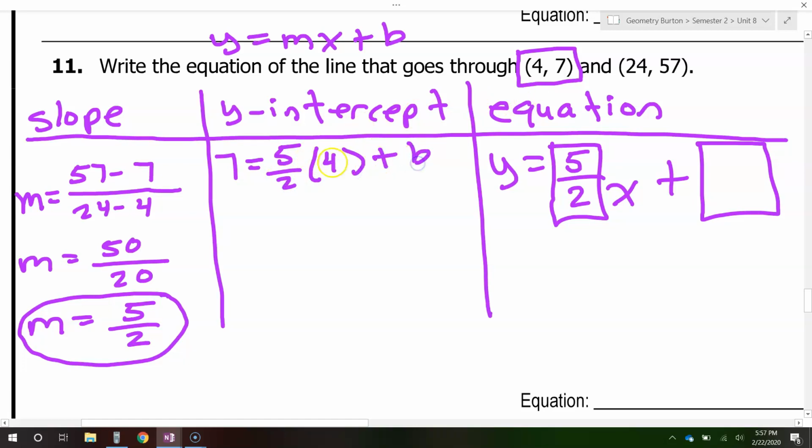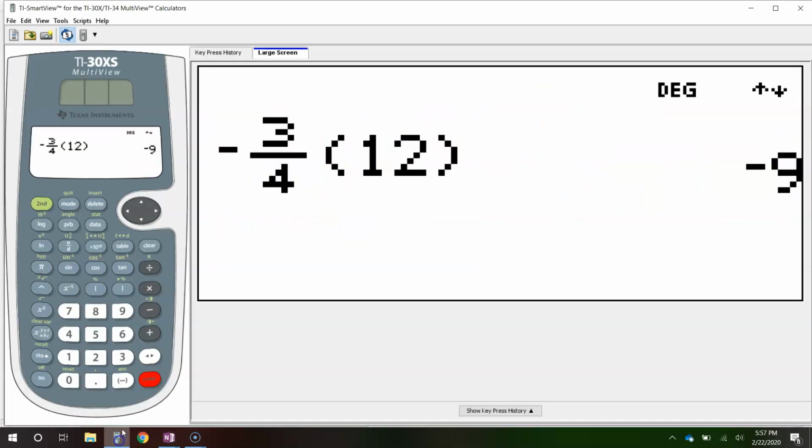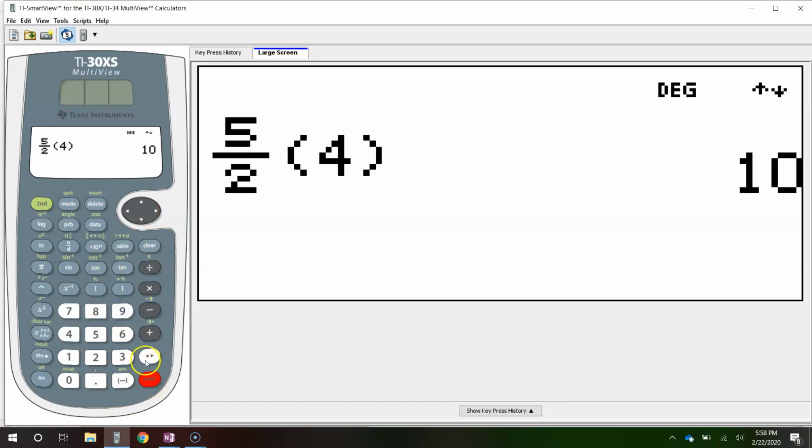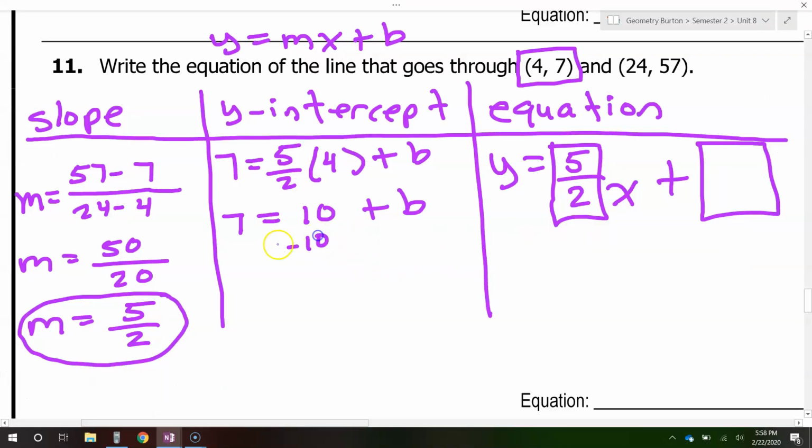And then plus b. So I can do this in my head. 2 goes into 4 twice. 2 times 5 is 10. So I know this will be 7 is equal to 10 plus b. But if you're like, what? What did he just do? Then use your calculator. 5 over 2 times 4. 5 divided by 2 times 4. No shame in this calculator game. Subtract 10 from both sides. So this is negative 3 is equal to b.